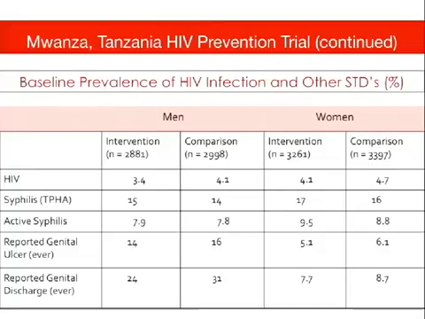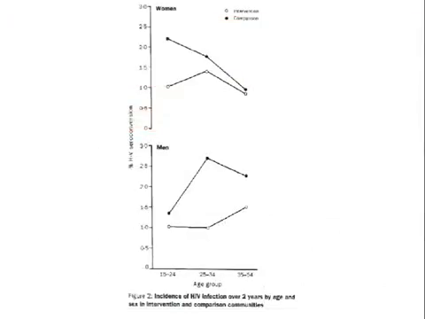And so here you can see the baseline prevalence of HIV and other STDs, men and women, the intervention communities, the comparison communities, generally showing that the communities were comparable at baseline. This is a critical piece of any study of this kind, showing the communities are comparable at baseline with regard to the things you're interested in.